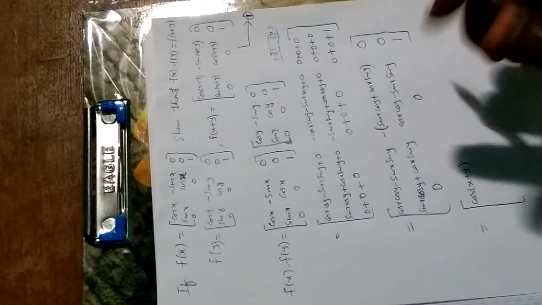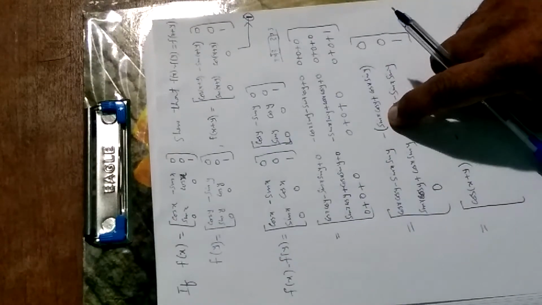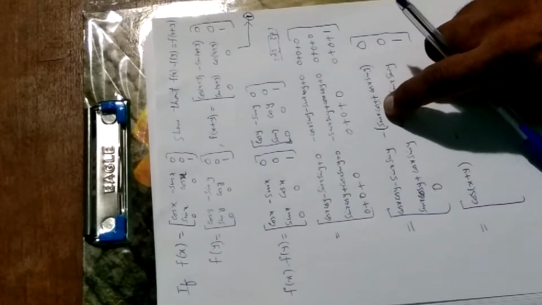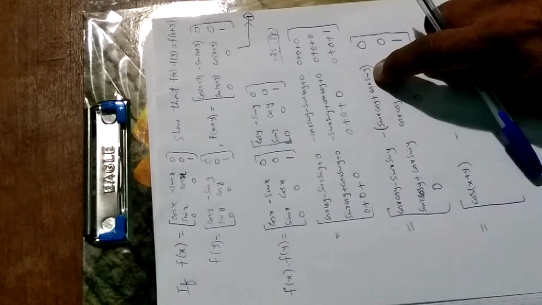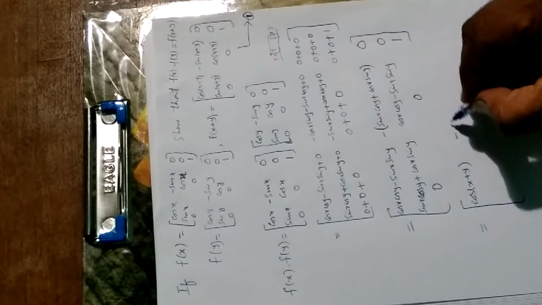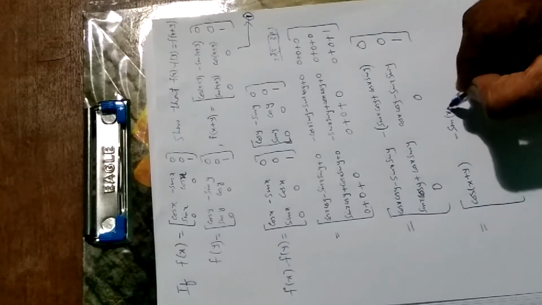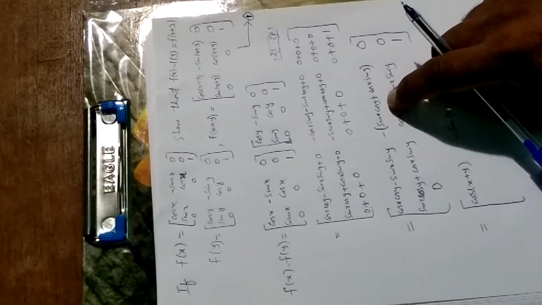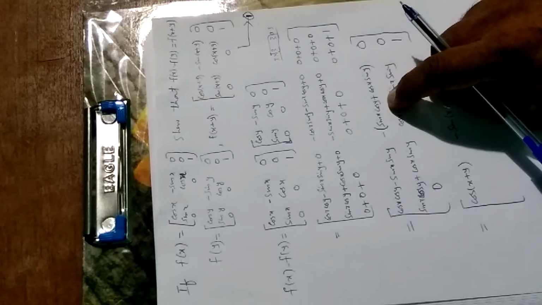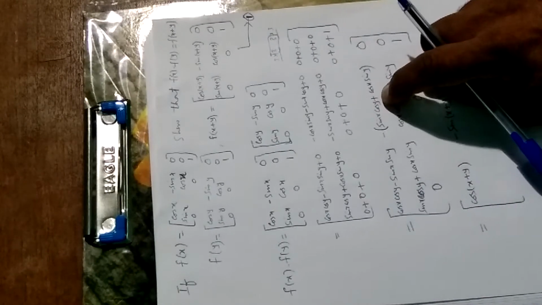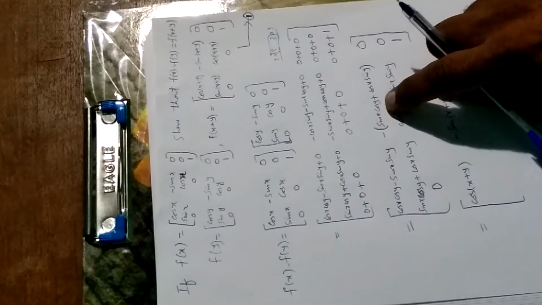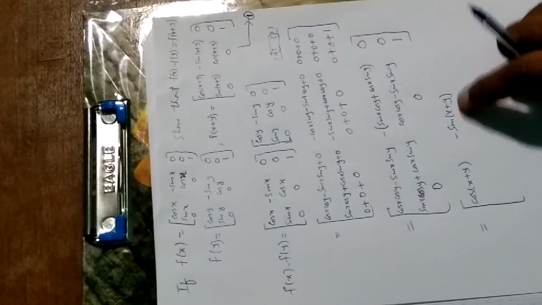Okay, then this minus as it is. This sin x cos y plus cos x sin y is the formula of sin x plus y. This is the formula of sin x plus y. If you don't remember, you can go to PUC first year's maths book, trigonometry chapter. Formulas are there. Sin x cos y plus cos x sin y is sin x plus y.